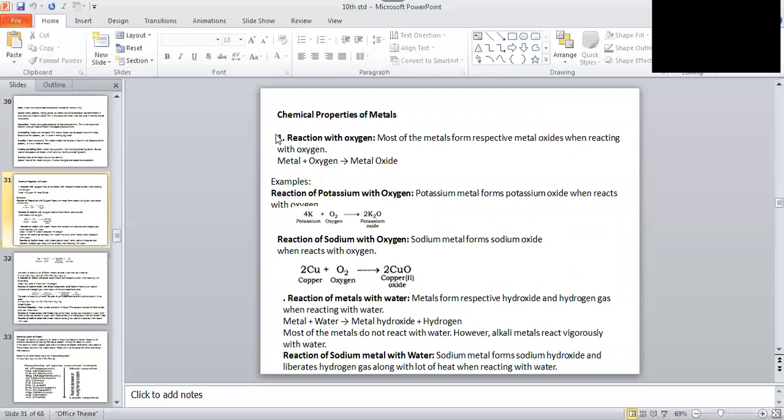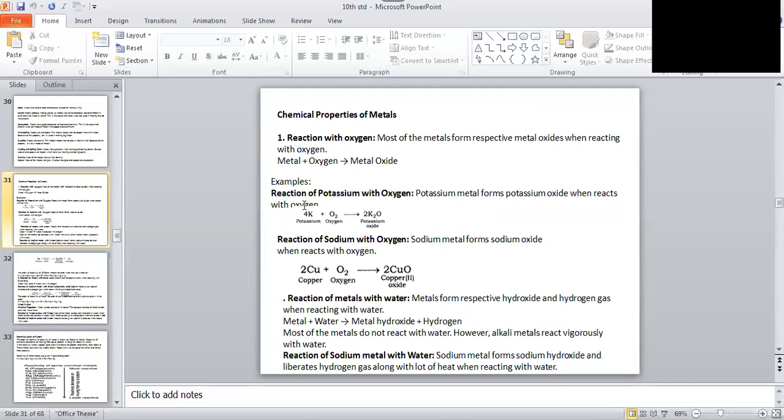Next point from this chapter is to study chemical properties of metals. First important property of metal is reaction with oxygen. Most of the metals form their oxide when they react with oxygen. The general equation can be given as metal plus oxygen gives metal oxide. Here different examples are given.